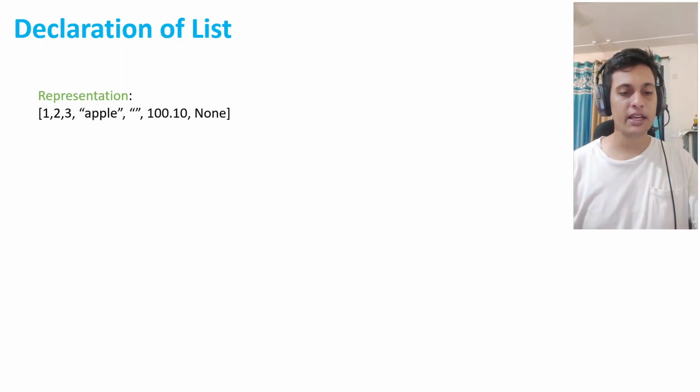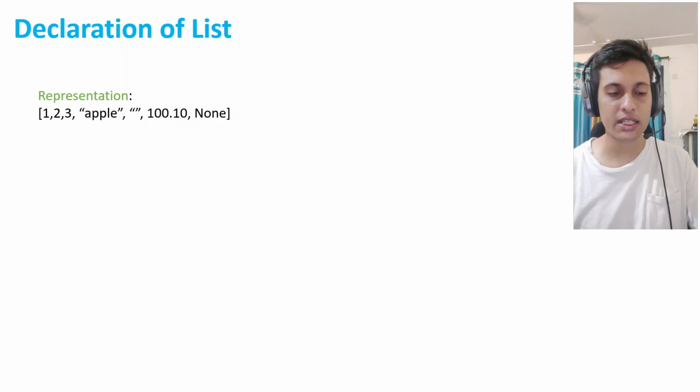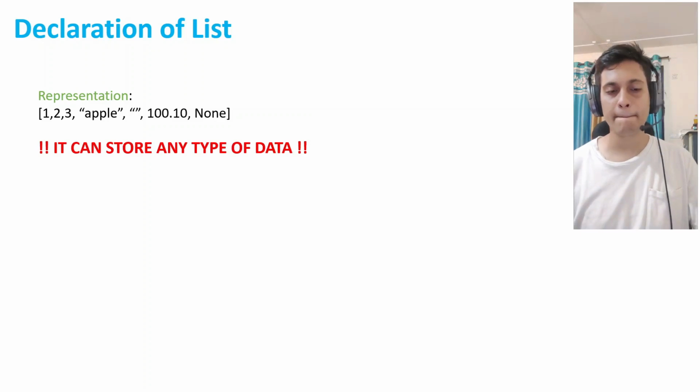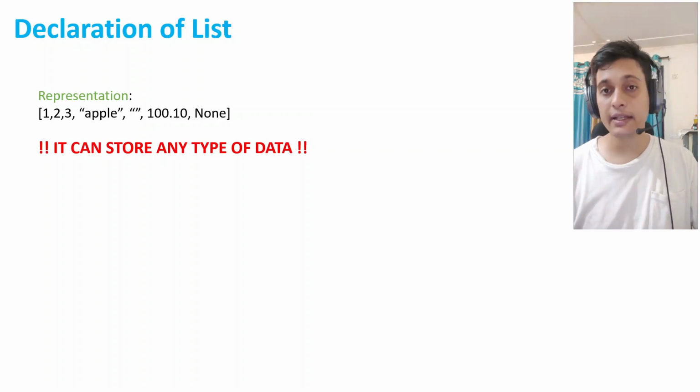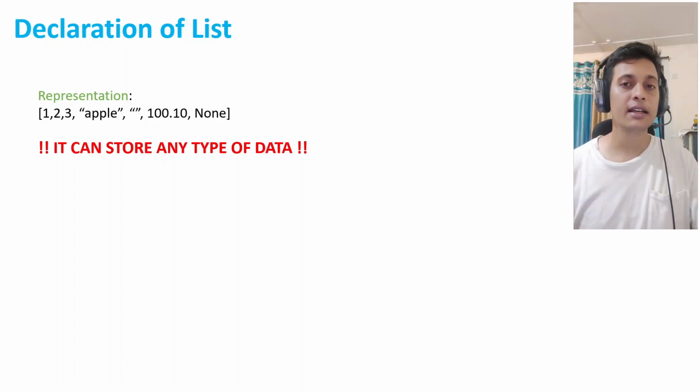Inside the representation, we are going to represent our list between square brackets. So in this example, we have 1, 2, 3, this apple, this empty string, then 100.10 and None. So from here we can understand that we can store any type of data in a single list. It is independent from restrictions. What restrictions? Like that our list needs to be of a single data type? No, it does not have any kind of restrictions like that. Our list can store multiple kinds of data at once.